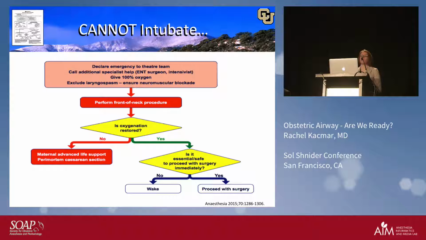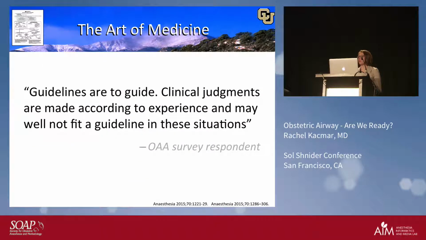So it's great that we have these algorithms and protocols, but I think we also need to consider this quote that came from an OAA survey of its members in which they present the case of a failed airway where a supraglottic airway was left in place for the remainder of the case. Algorithms and protocols are excellent tools to help guide our decision-making, but they really can't account for all of the complexities and unexpected things that can happen in actual real-life situations.